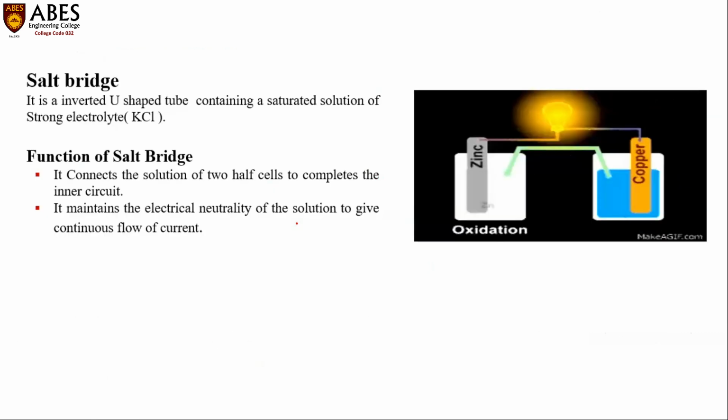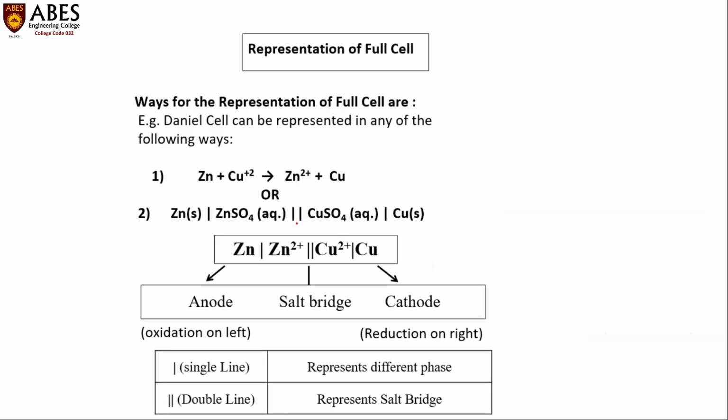Now, as we have discussed earlier also, the salt bridge maintains the electrical neutrality of the solution and completes the circuit, so that the flow of electrons is continuous from anode to cathode and generation of electricity takes place. The full cell can be represented as zinc solid, meaning a zinc electrode, a single line, zinc sulfate electrolyte solution, a double line which represents the presence of the salt bridge, copper sulfate electrolyte solution and copper metal.